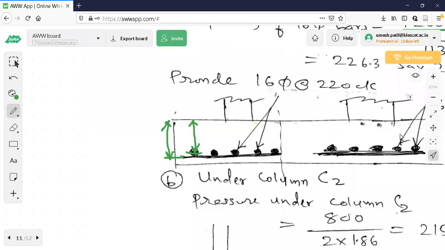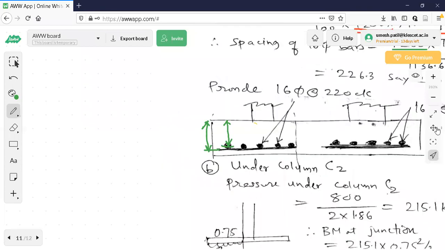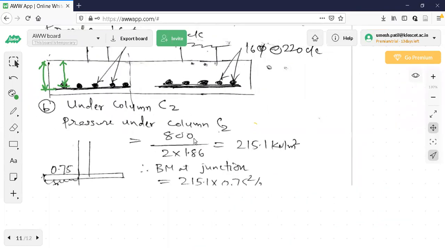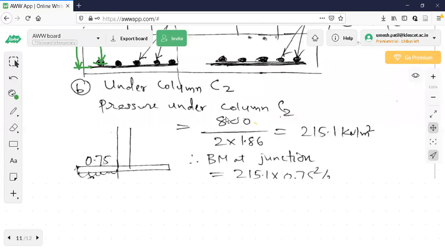Okay. So 9 minutes are left. I'll be able to finish it. Same thing is done for this column. If you understood under column C1, the same thing is done. Now observe here. I'll go a little bit fast.